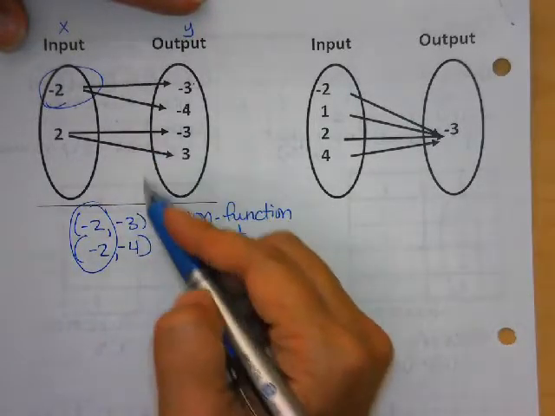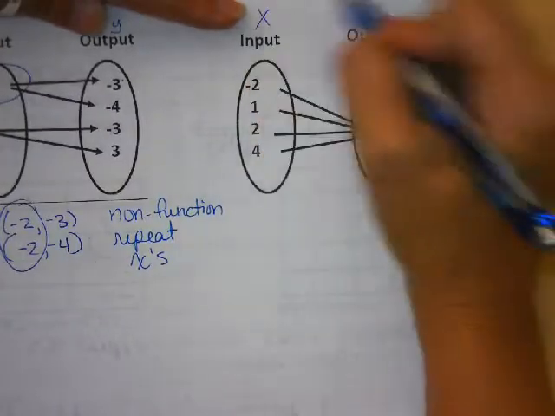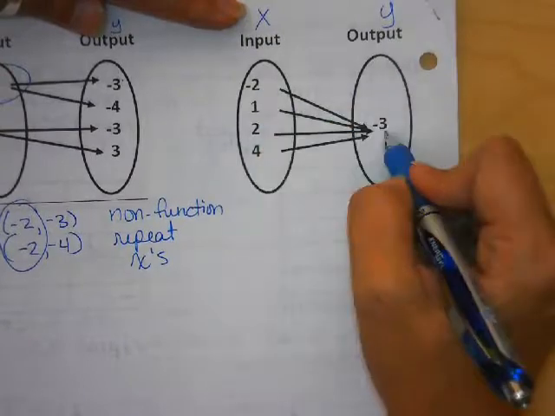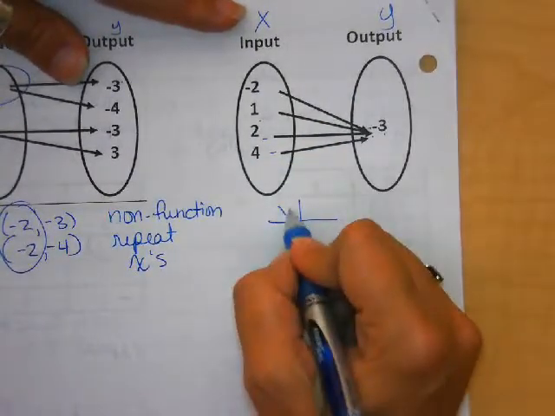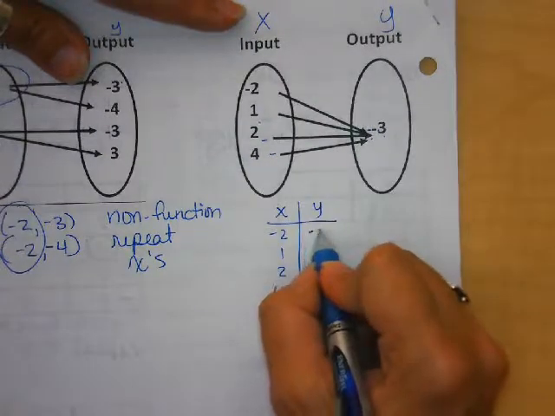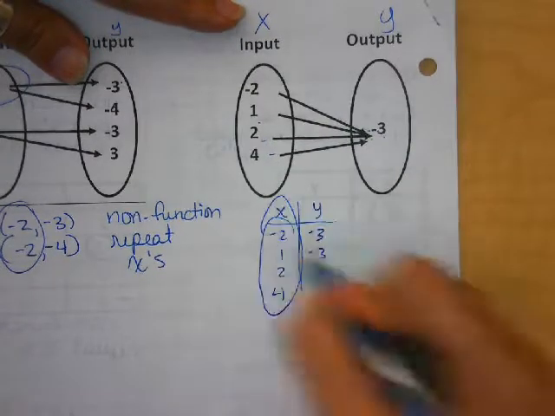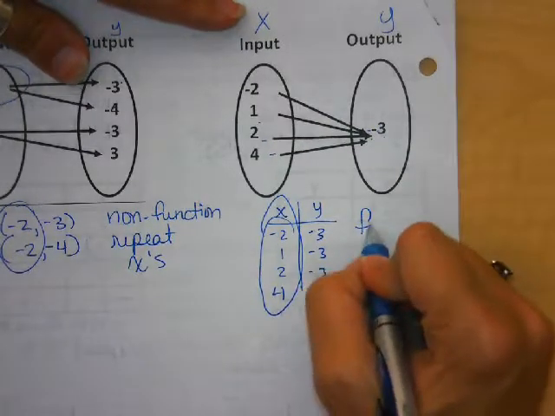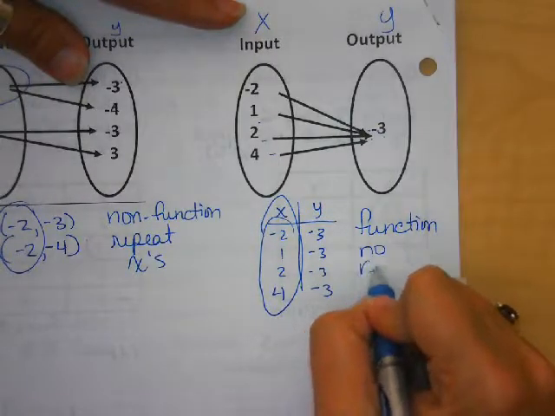This is actually a mapping for the graph we looked at previously. And again, x and y. Now, all of these x's are going to the same coordinate, but if you make a table, negative 2, 1, 2, and 4, these all go to negative 3. Well, again, our x's are not repeating, so this is a function. No repeat x's.